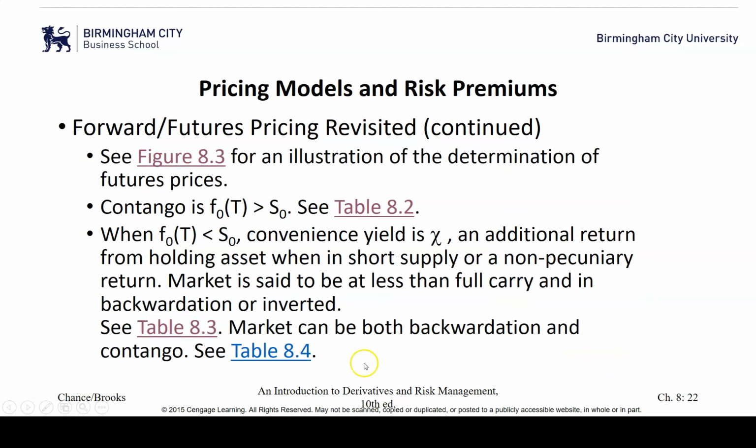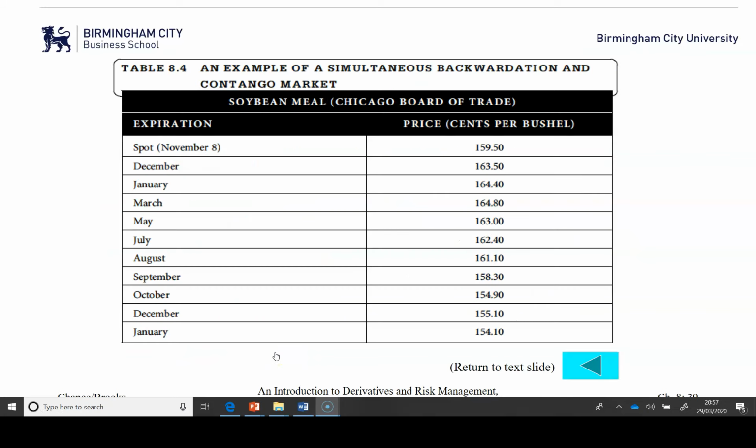A market may be in contango and backwardation at the same time. Here in table 8.4 we see that the market is first in contango. We see the spot price of 159 being less than the future prices for December, January, March, May, July and August contracts. But then the price trend is downward for the remaining months, so from September onward the market is in backwardation.